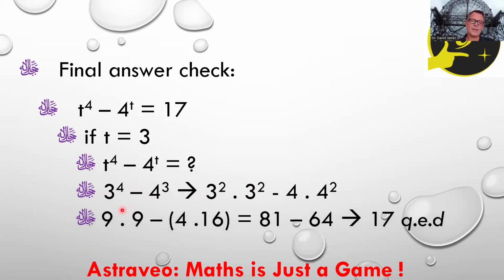Well, 3 squared is 9, so 9 times 9 is the first set of expressions. 4 squared is 16, so we can have 4 times 16, which gives us 81 minus 64, which does indeed give us 17. QED, quod erat demonstrandum, we have shown that when t equals 3, t to the power 4 minus 4 to the power t equals 17.